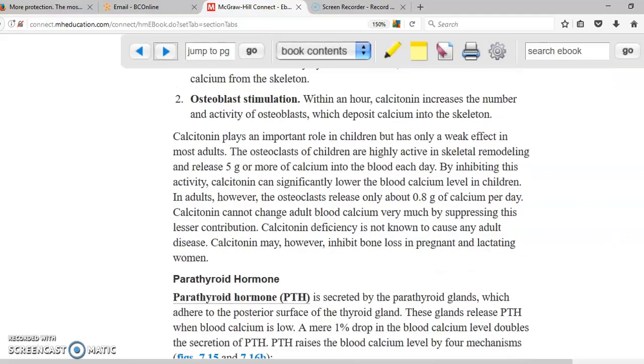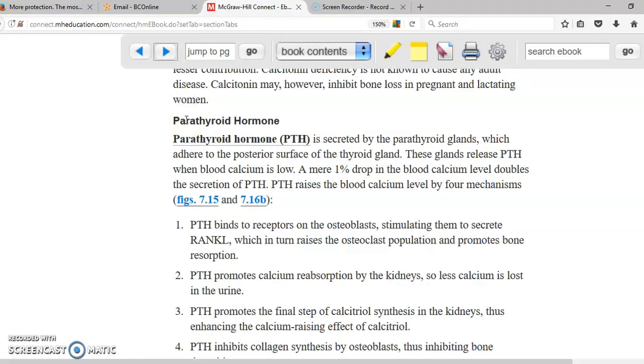The next one, parathyroid hormone. Now, the parathyroid glands produce parathyroid hormone. The job of the parathyroid hormone is basically to increase the levels of calcium when the levels of calcium in your blood are low. They're going to act by stimulating the osteoblast, and the osteoblast releases a substance called RANKL, which in turn raises the levels of osteoclast population.